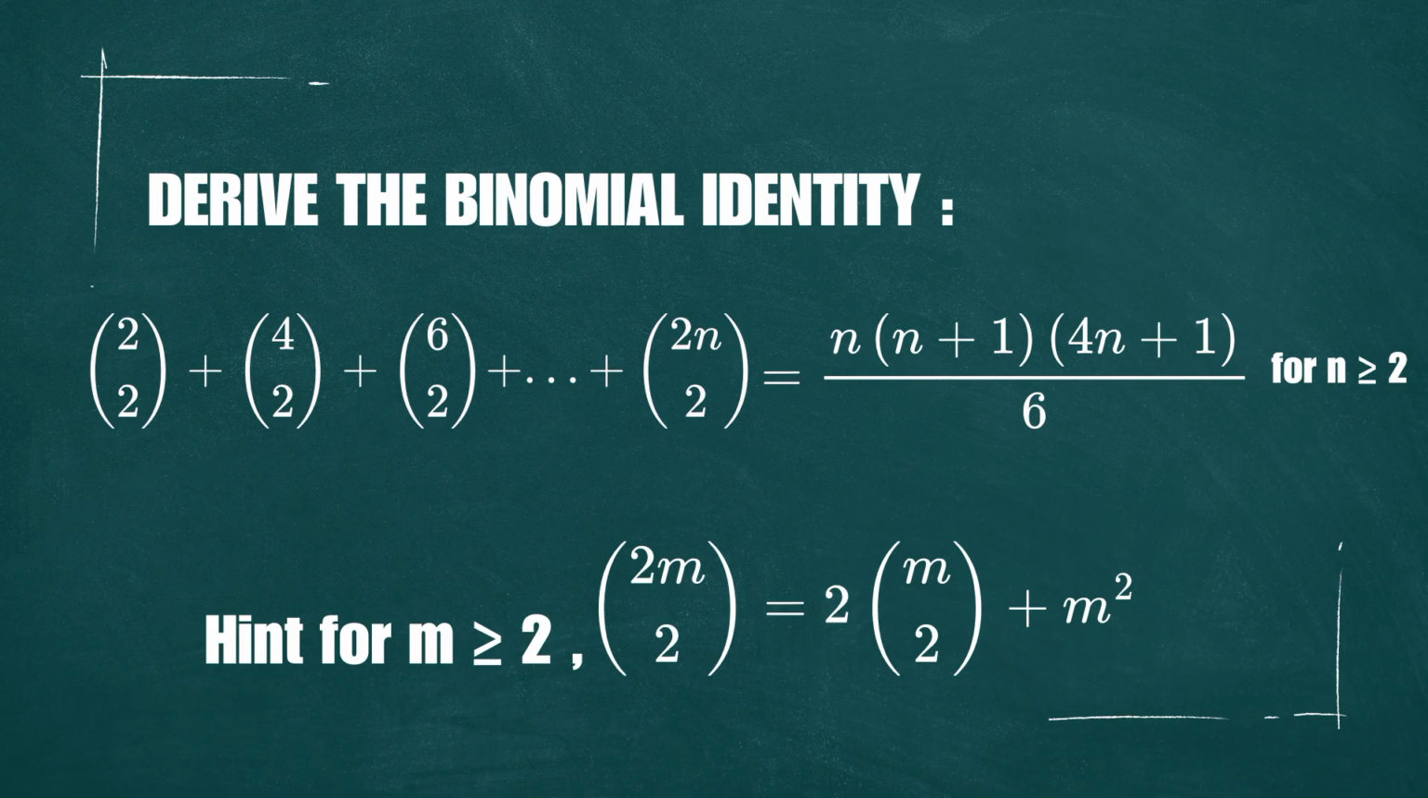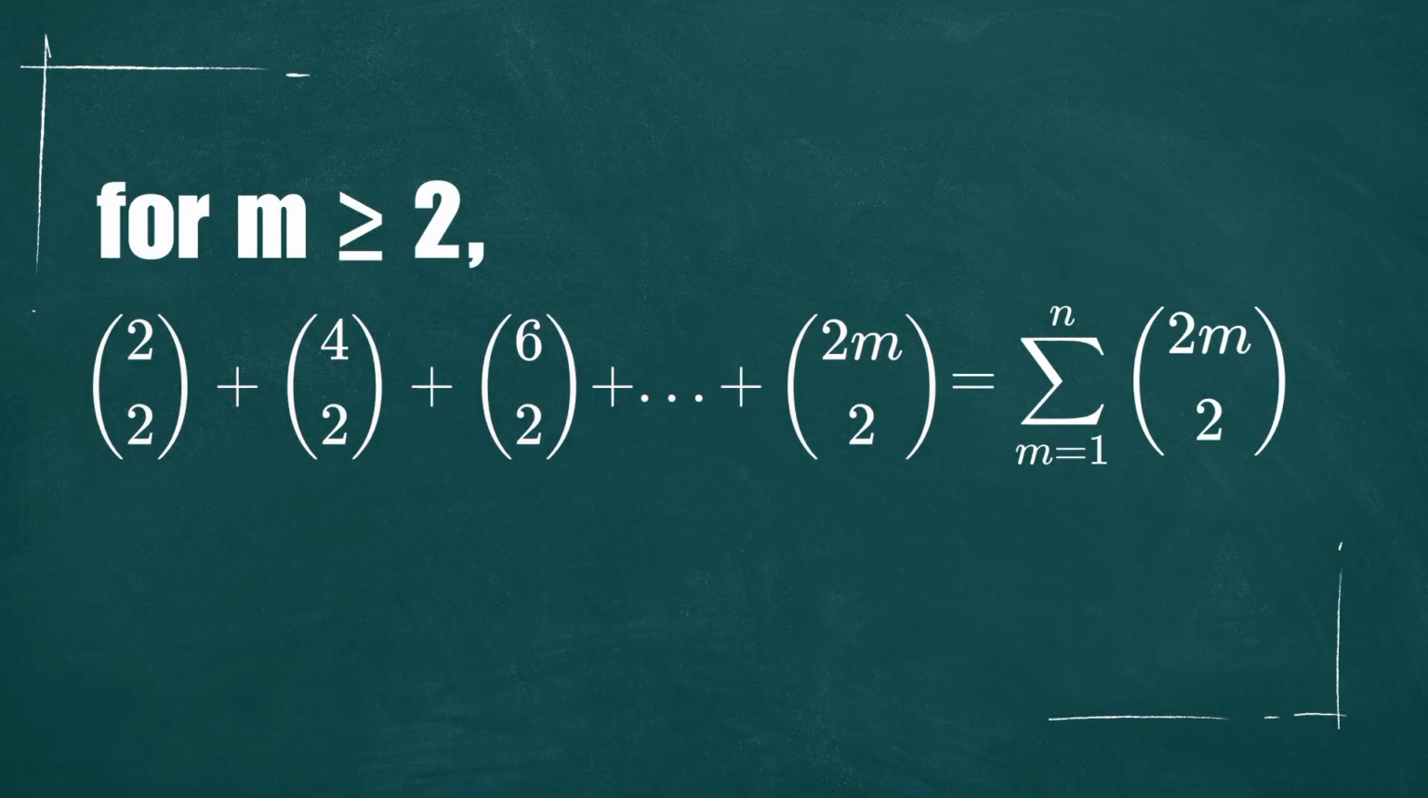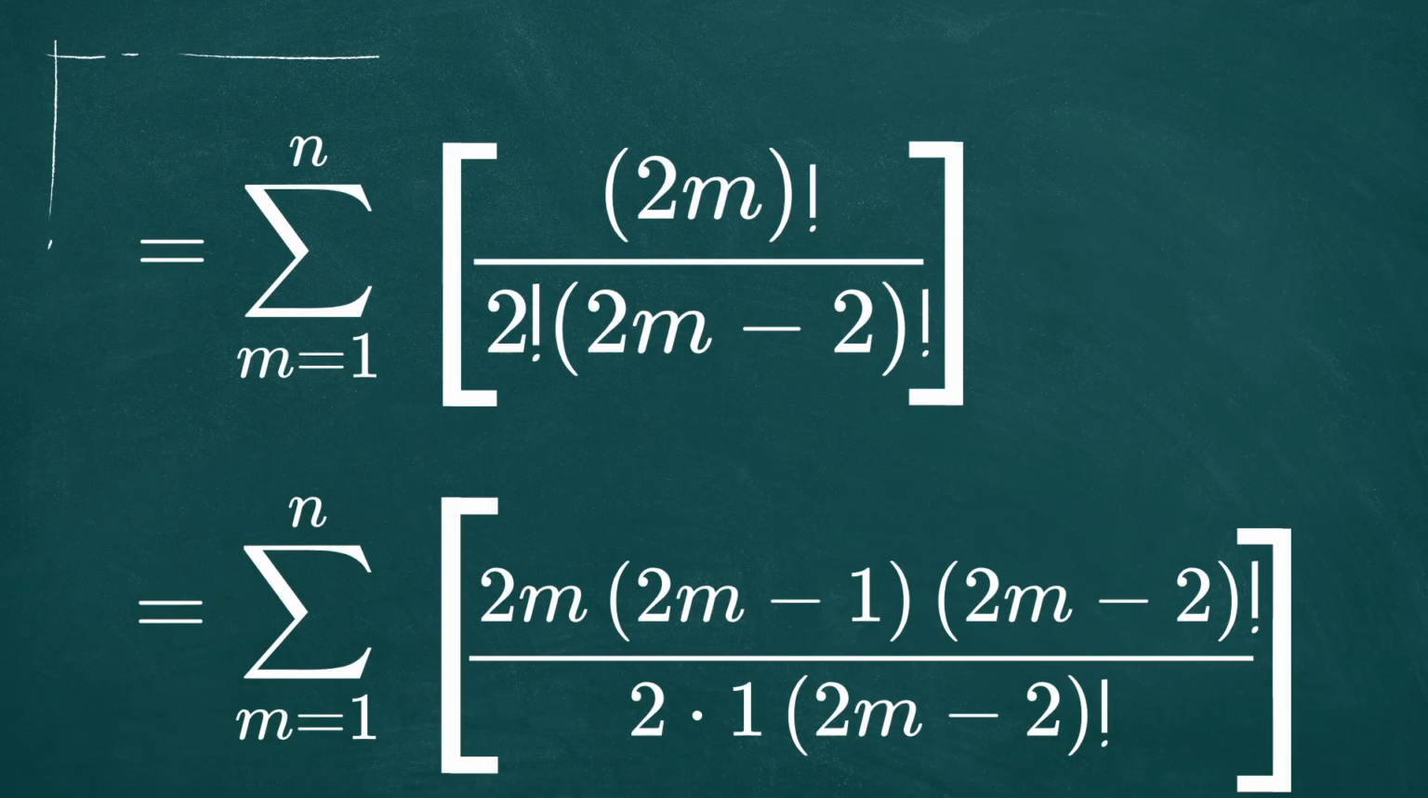Hint: for m greater than or equal to 2, (2m choose 2) is equal to 2 times (m choose 2) plus m squared. Now we are here to prove the sum from m equals 1 to n of the binomial coefficient (2m choose 2). So for our next step, we use the binomial coefficient formula.